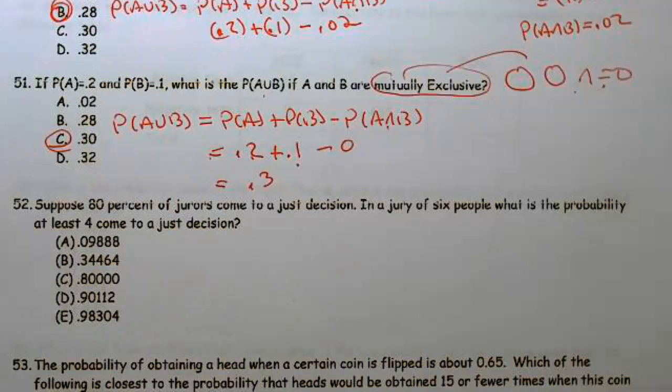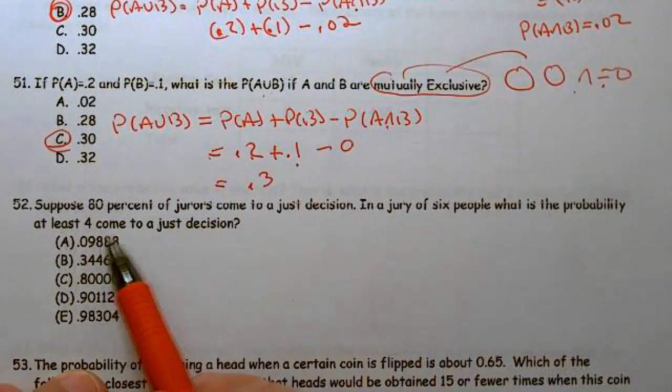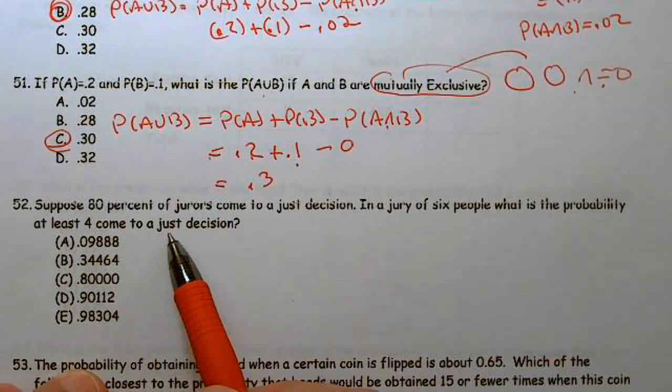Okay, this is the sixth video for the semester review. This is problems 52 through 60. So suppose 80% of jurors come to a just decision. In a jury of 6 people, what is the probability that at least 4 come to a just decision?